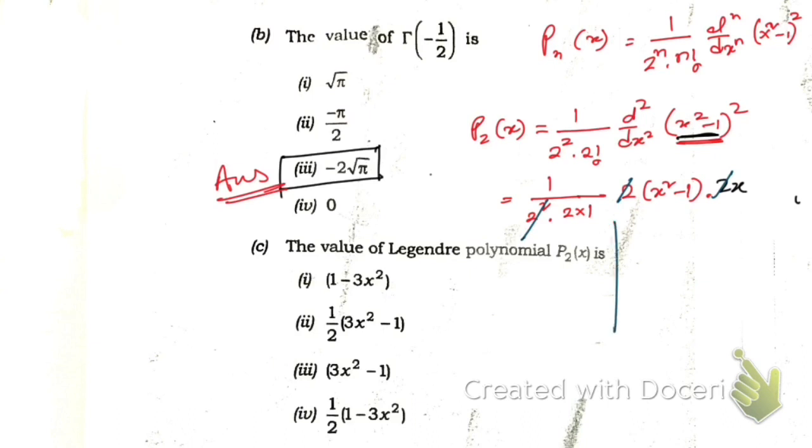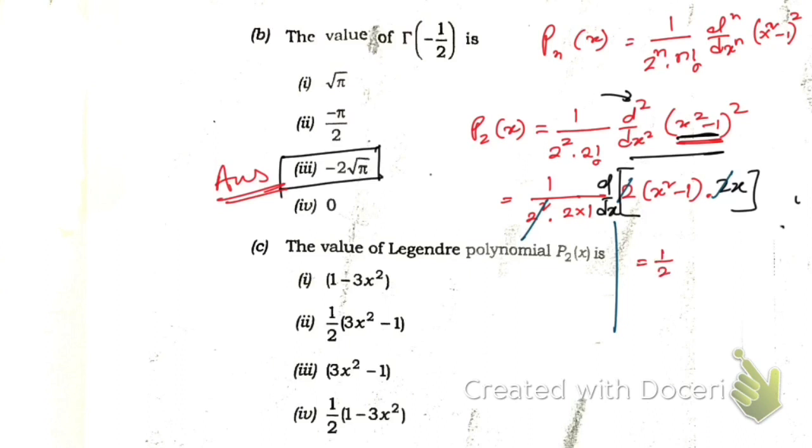So what we have got now is 1 by 2 into x square minus 1 into x, right? We have differentiated this once only, so we have to differentiate it again, because here you can see we have a second order derivative. If you differentiate this again, what you will get, let me write it clearly. So you must differentiate it again.